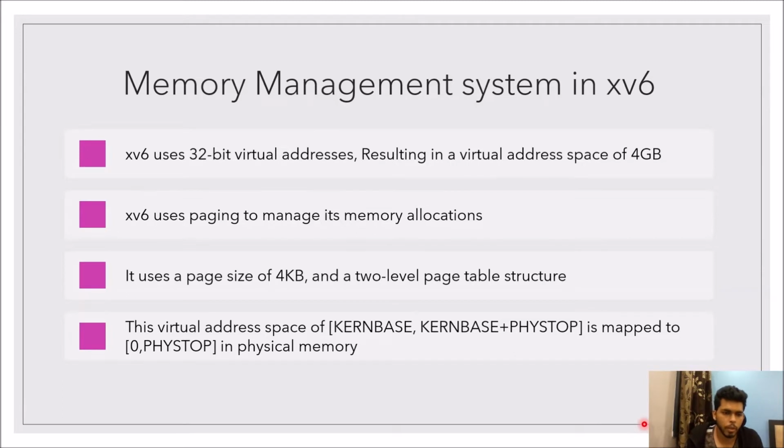Now we will discuss the memory management system in x86. x86 primarily uses paging to manage its memory allocation. It uses a paging size of 4 KB and a two-level page structure. The translation from virtual to physical address is performed by the MMU as follows.